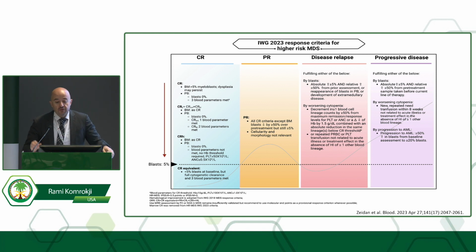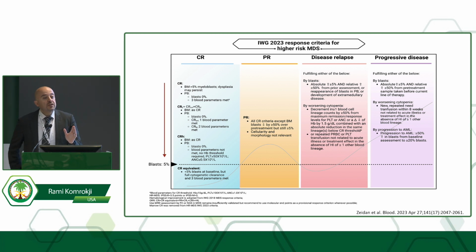Similarly, I think for the response criteria, we revised those recently to reflect a little bit better understanding of the benefit of treatments for patients. So the complete response, or complete remission, is now defined by blasts less than 5% and count recovery, making this similar to AML, where the hemoglobin increase is 10 or more. In the old criteria, we used to require 11.